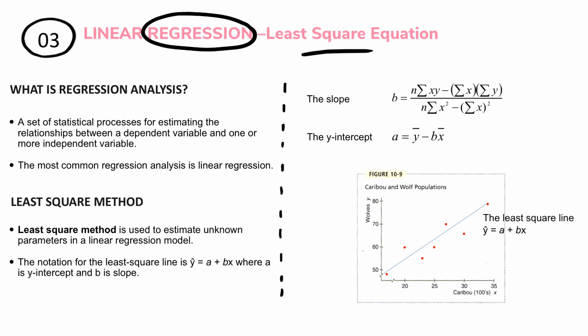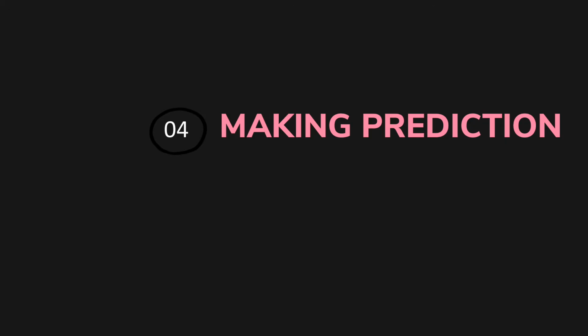So now we refer to the best fit line as the least square line because we use the least square method to solve the linear equation. Now let's move on to the fourth subtopic, that is making prediction.